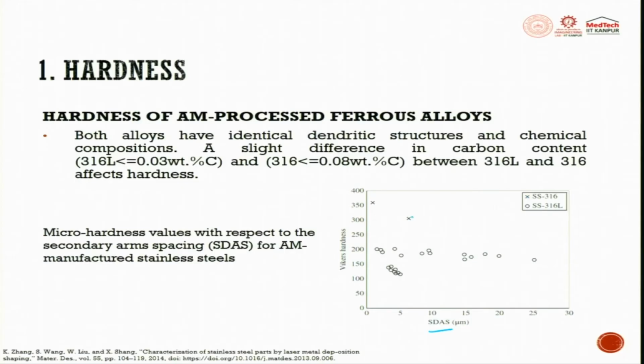X is SS316, SS316L is this. So, both alloys have identical dendritic structures and chemical composition. A slight difference in carbon content between 316L and 316 affected hardness. You can see the variation, it beautifully forms clusters. All these are SS316L, where you have the secondary dendritic structure variation with respect to Vickers hardness.